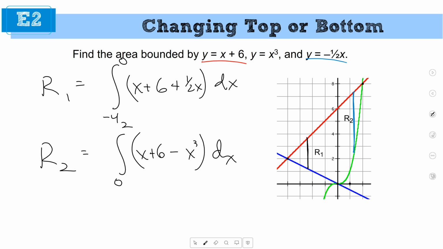It's up to you how you want to solve those. The first function, you can combine the two and do 3/2 x plus 6. You can leave it as is. It's entirely up to you. But again, that has to be split into two different integrals. This isn't like the green and orange one we did on the worksheet where you could just double an area. These areas are completely different.